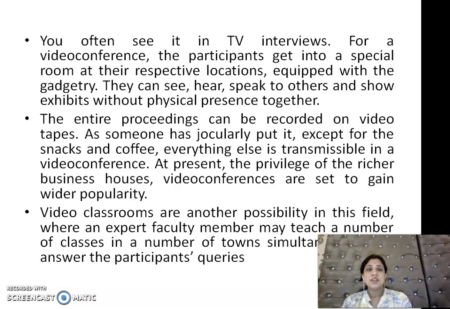For a video conference, the participants get into a special room at their respective location, equipped with the gadgetry. They can see, hear, speak to others and show exhibits without physical presence together.